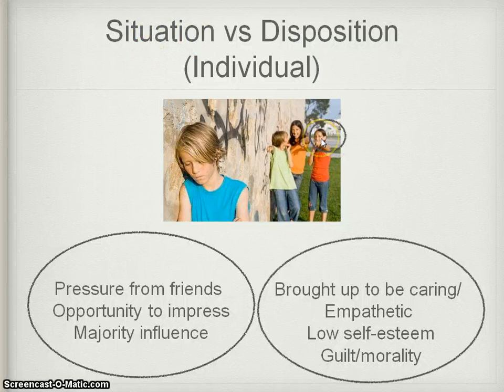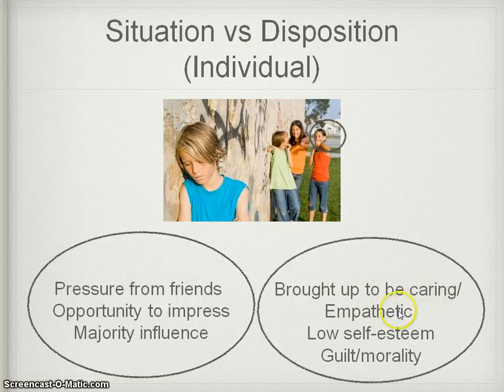So in this context, these three who are bullying this kid, the situational reasons why this girl might be joining in could be because of the pressure from the other two. It's a situational factor. Opportunity to impress those two, and the majority influence. So because two of them are doing it, she feels the pressure to do it because everyone else is. But her individual reasons, her personality reasons, it might be that she doesn't want to because she's been brought up to be caring or empathetic.